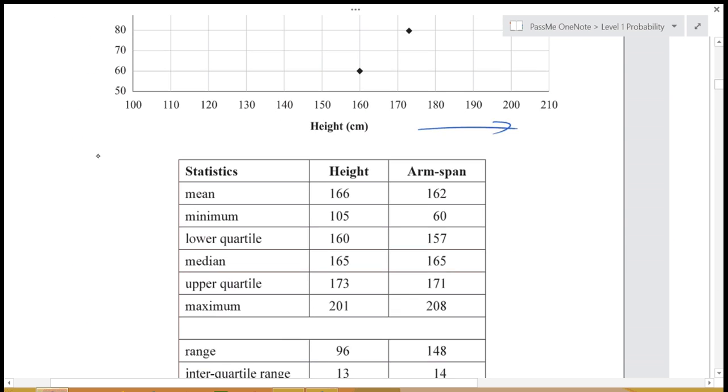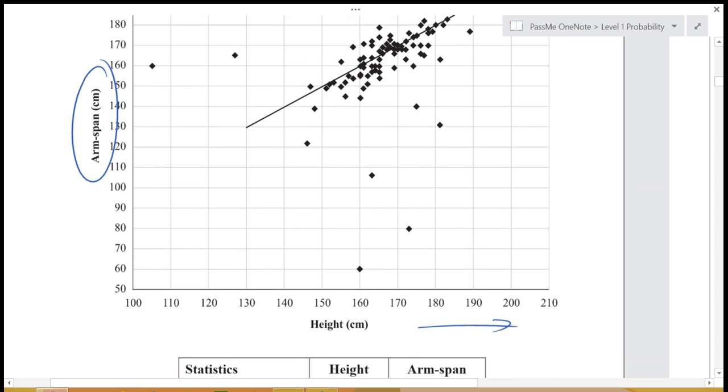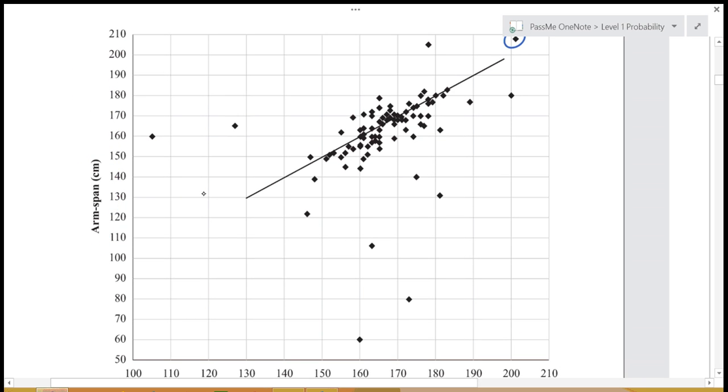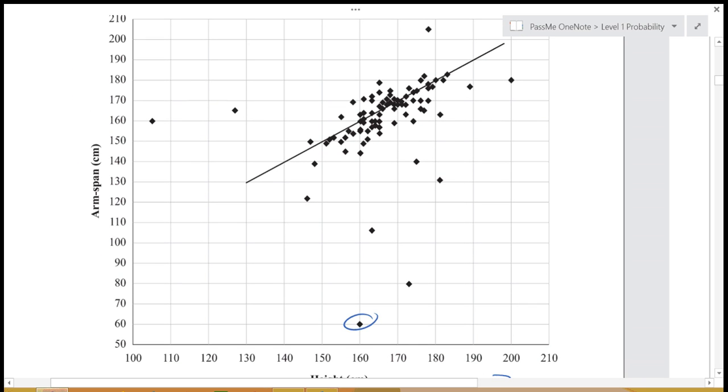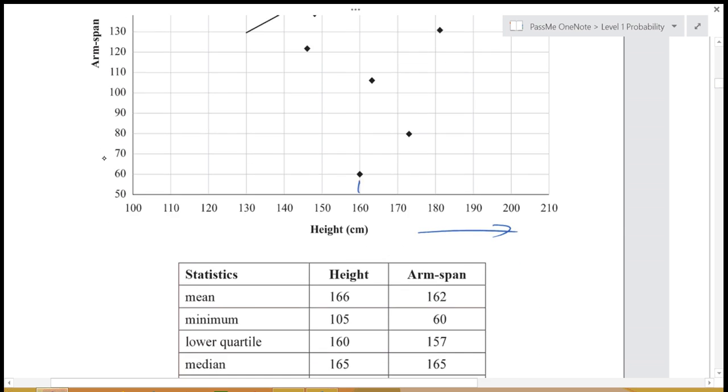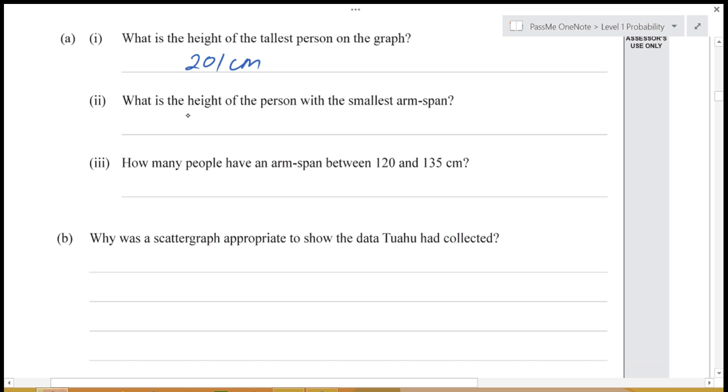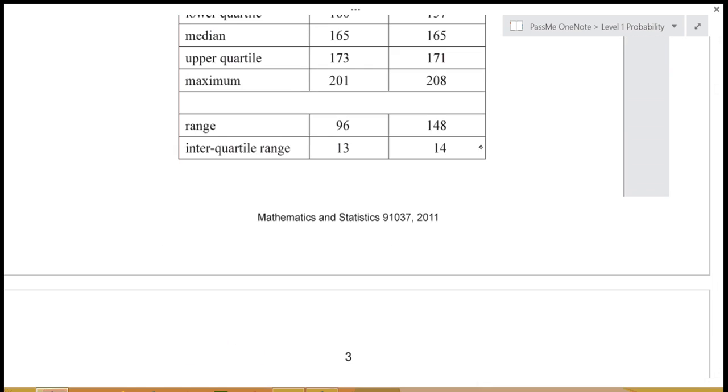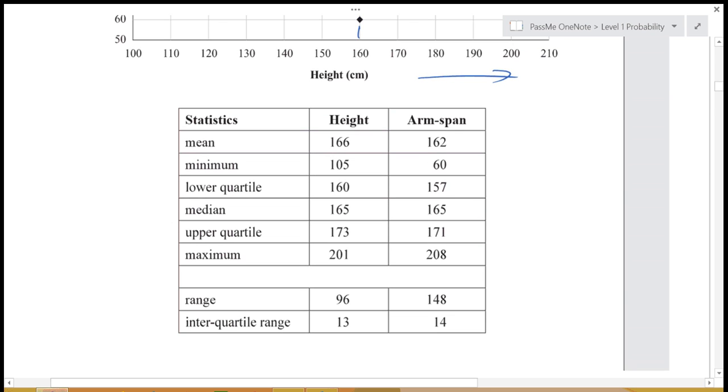What is the height of the person with the smallest arm span? So if we find that person on the graph, the smallest arm span is here, and they have a height of 160. And so we'll write that down, 160 centimeters.